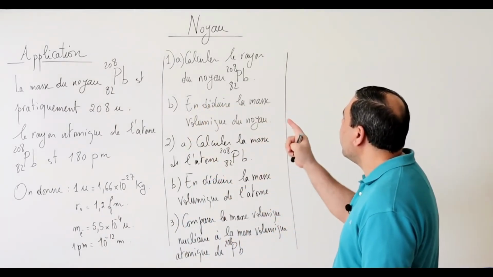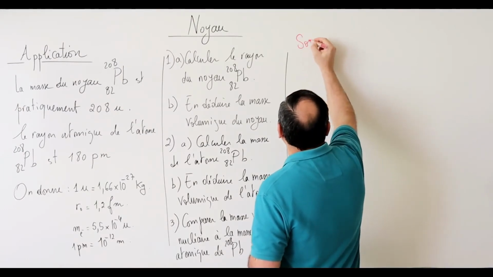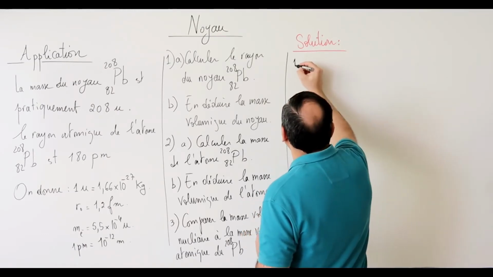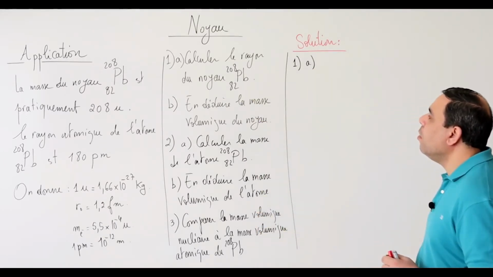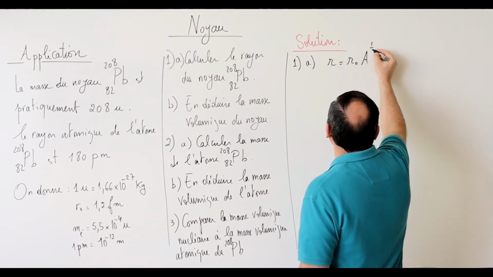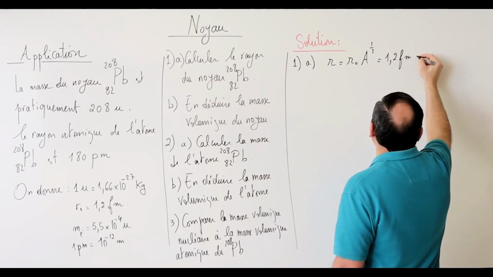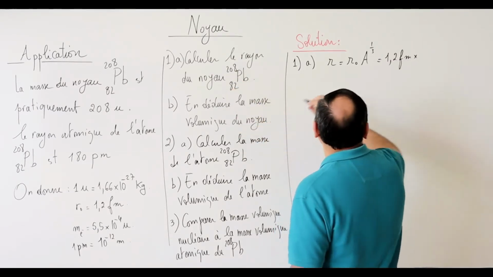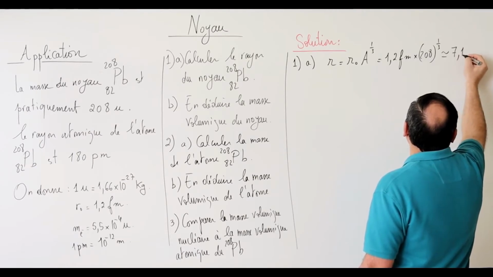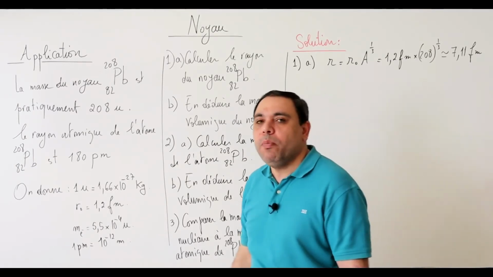In the first question, we have to calculate the radius of the lead 208 nucleus. We use the formula R equals R0 times A exponent 1 over 3. R0 is 1.2 Fermi multiplied by A, which is 208 exponent 1 over 3. The result is approximately 7.11 Fermi. This is the radius of the lead 208 nucleus.